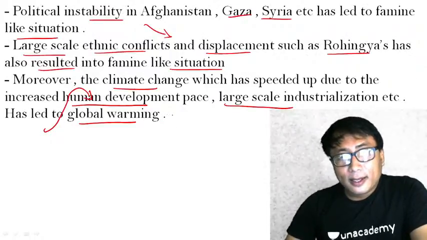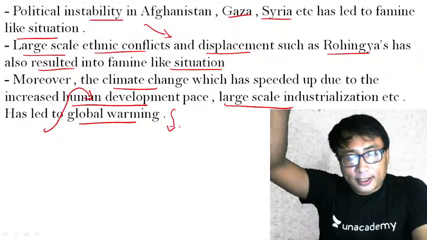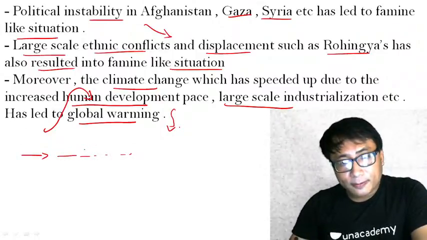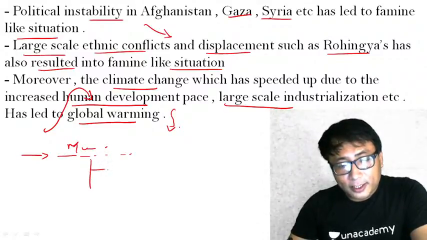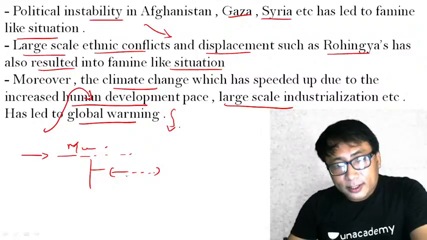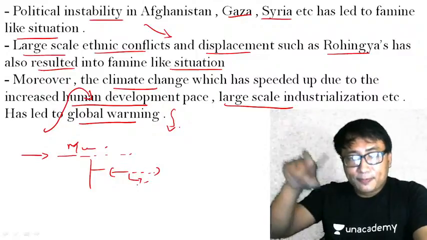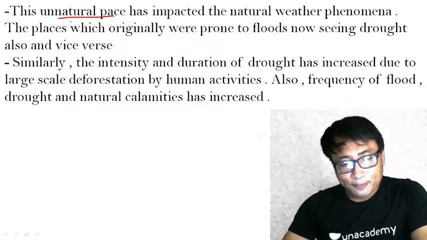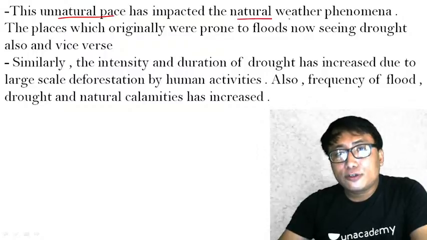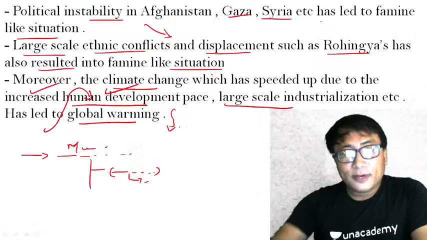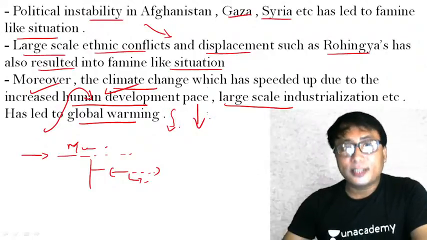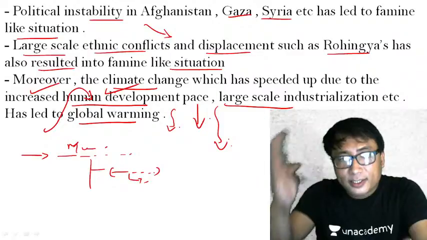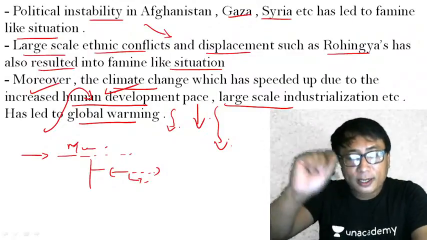I am not leaving the point hanging in the air like this. I am trying to substantiate this also. The main argument I am substantiating is that it is man-induced, but in between, when I give a certain statement, that statement also needs to be substantiated, circle by circle. So this statement of climate change, I am further substantiating here: this unnatural pace has impacted natural weather phenomena. If I don't give this substantiation, I am making the examiner hang in the air. There is no completeness in the points that I am providing.